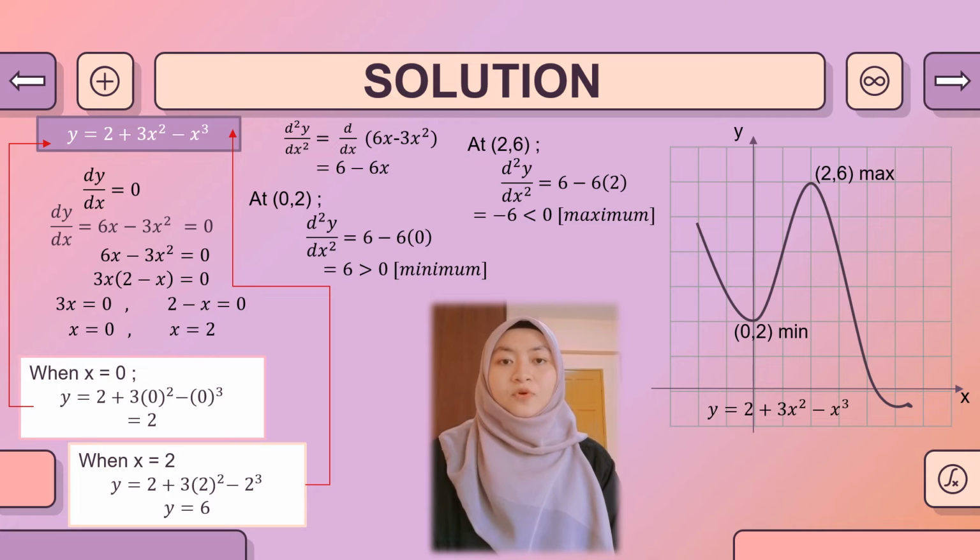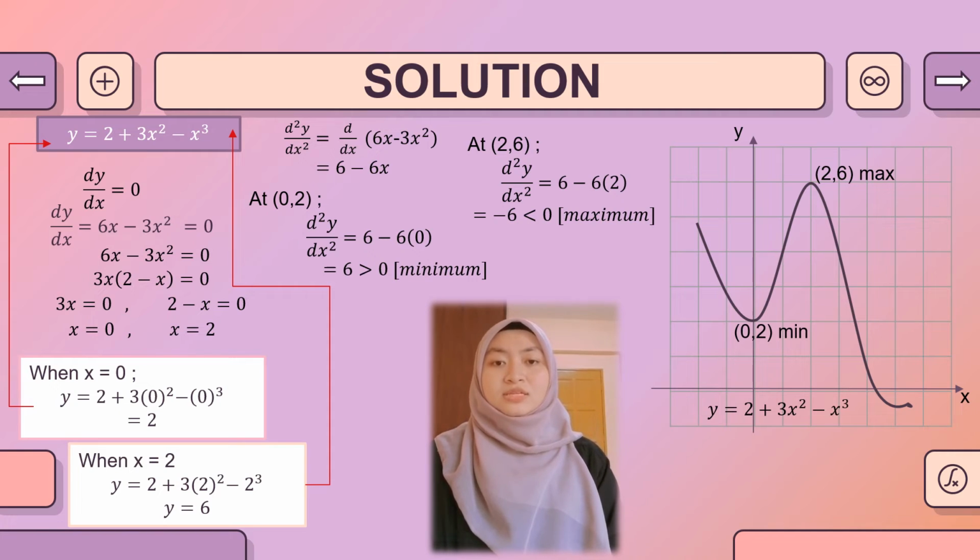And then using the formula, d squared y over dx squared is equal to d over dx bracket 6x minus 3x squared. When we differentiate it again, we will get 6 minus 6x. So d squared y over dx squared is equal to 6 minus 6 bracket 2. Put 2 into x, which is 2 as x and 6 as y. When we simplify, we will get negative 6.